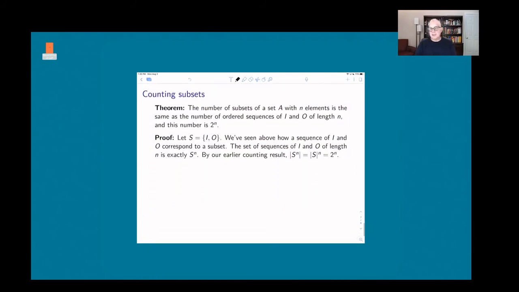So remember what it is we're trying to establish here. We're trying to establish that the, well, oh, sorry, let me not get ahead of myself. So what I've shown here is that the number of subsets of a set with n elements is the same as the number of ways you can make a sequence of I's and O's of length n. And that number is 2 to the n. So the picture here is that a subset of the set A with n elements is the same as giving a list of I's and O's of length n.